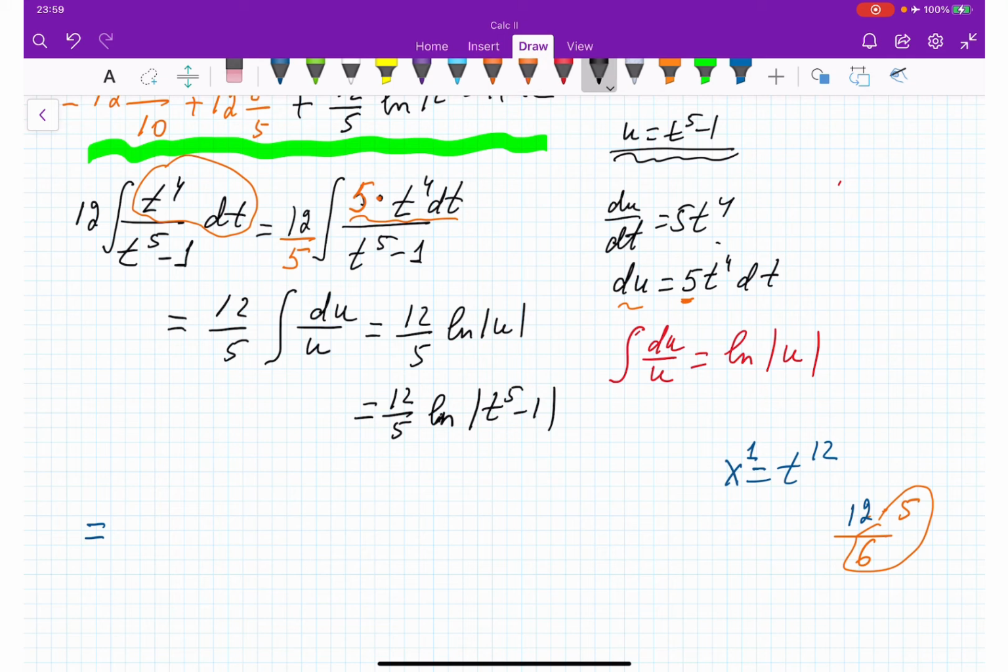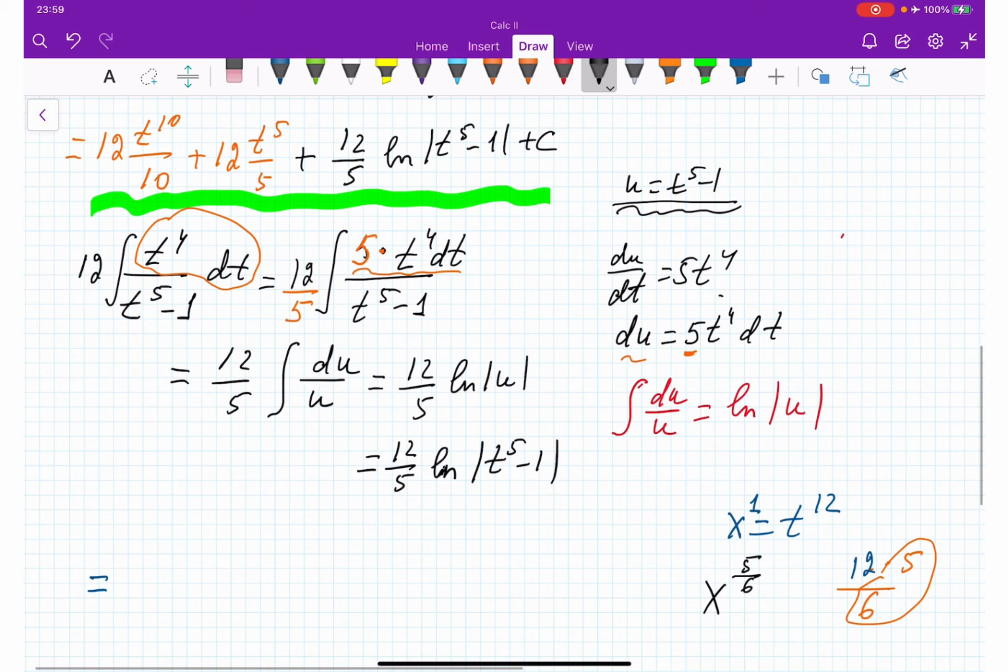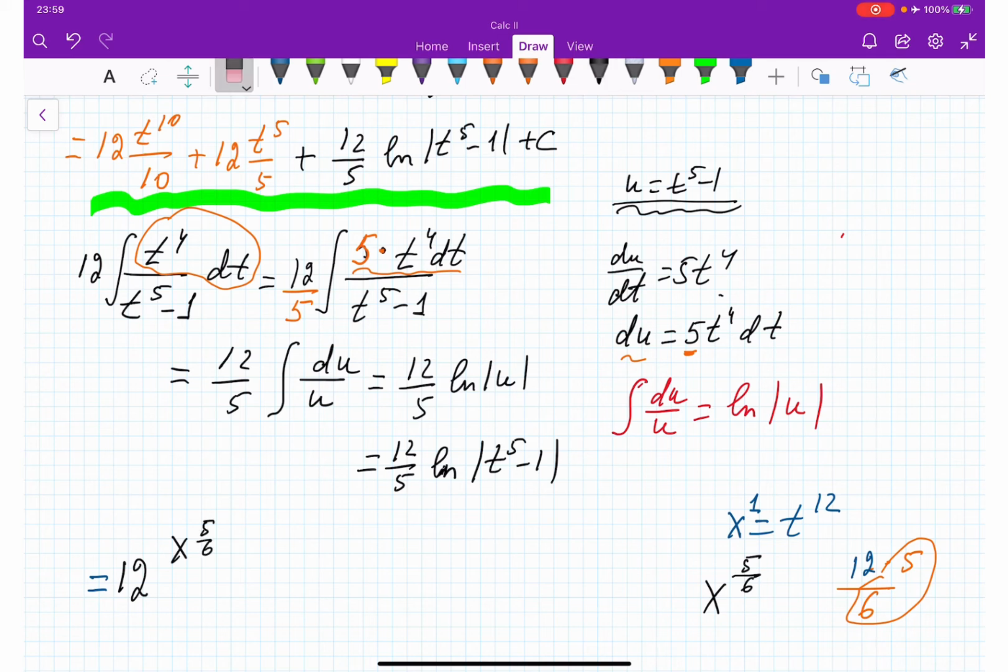Which means x also, because x to power 1, I have to do the same thing with x. I have to multiply the power by 5 over 6. So in this case, it's going to be 12 x to power 5 over 6. Are we understanding what I'm trying to do?